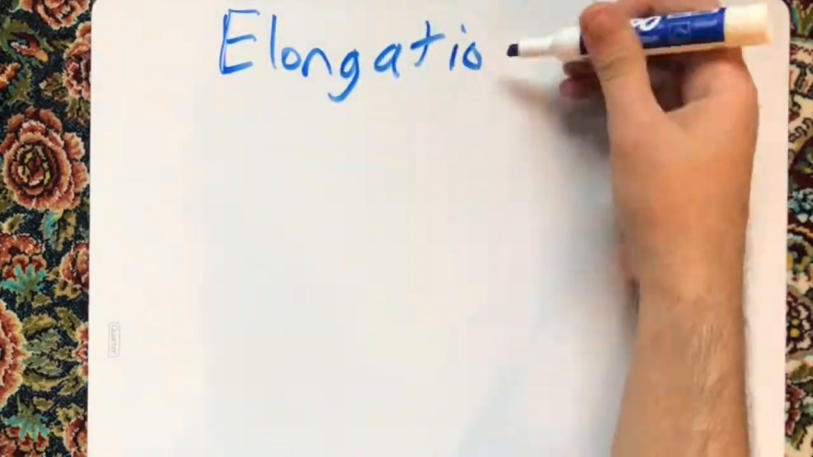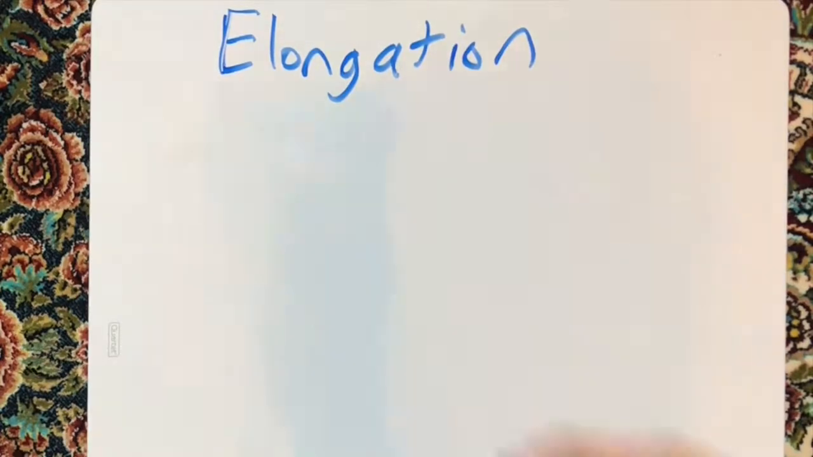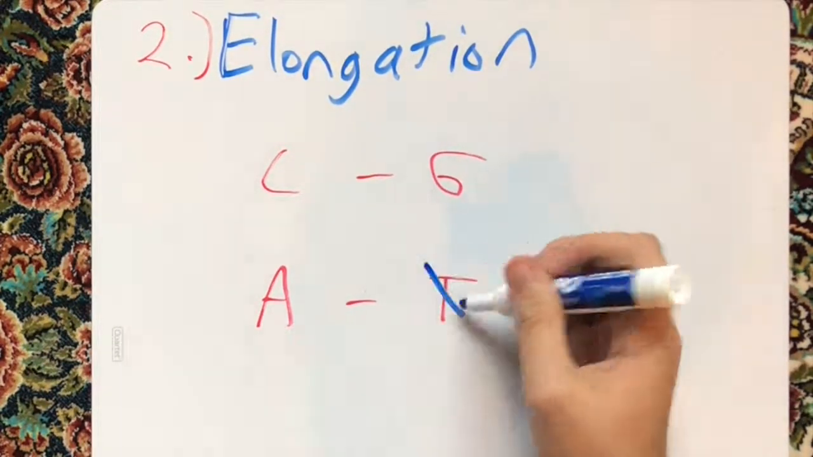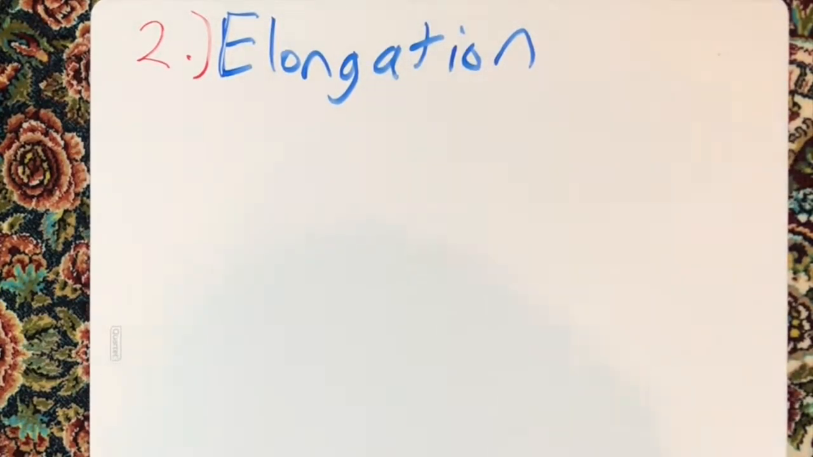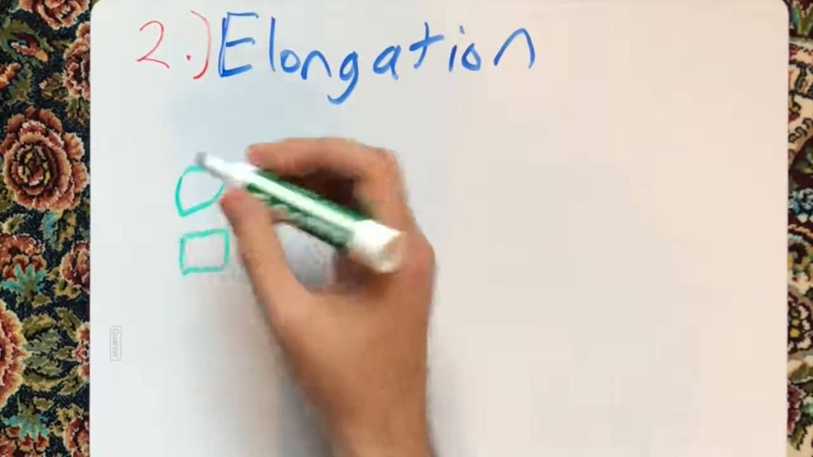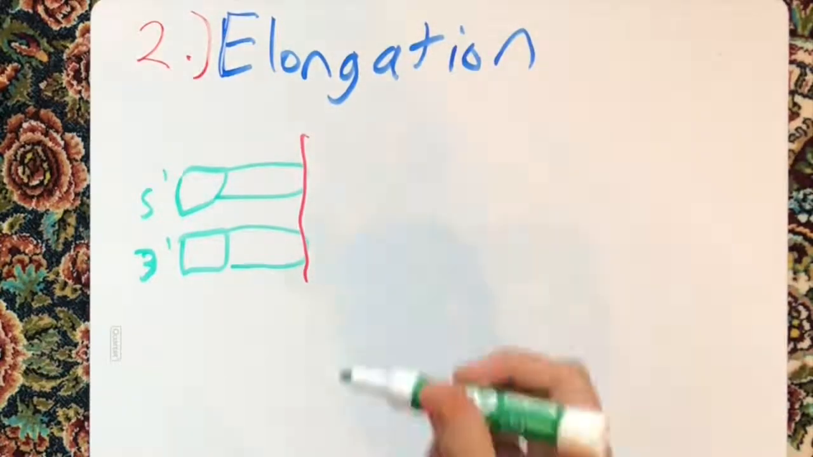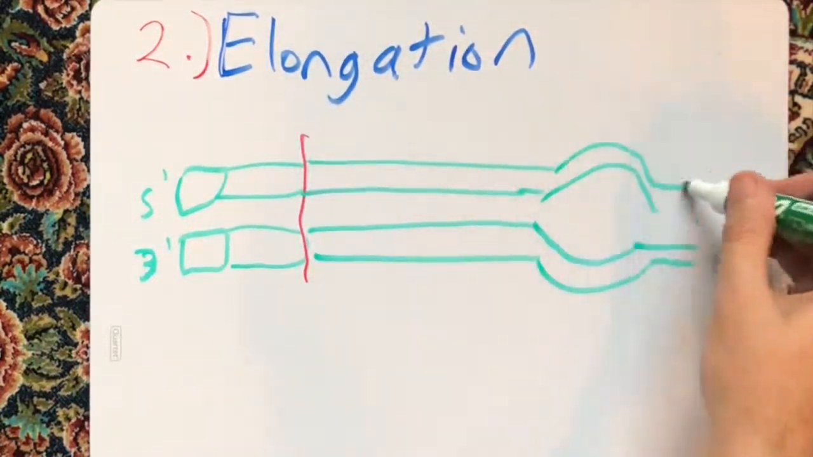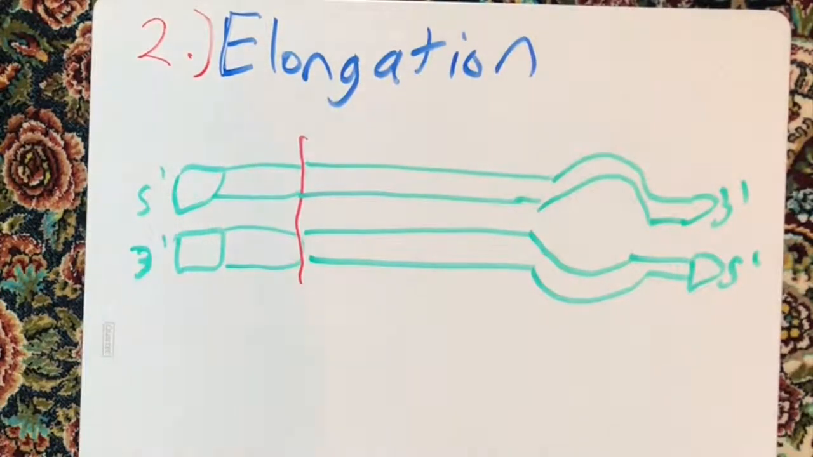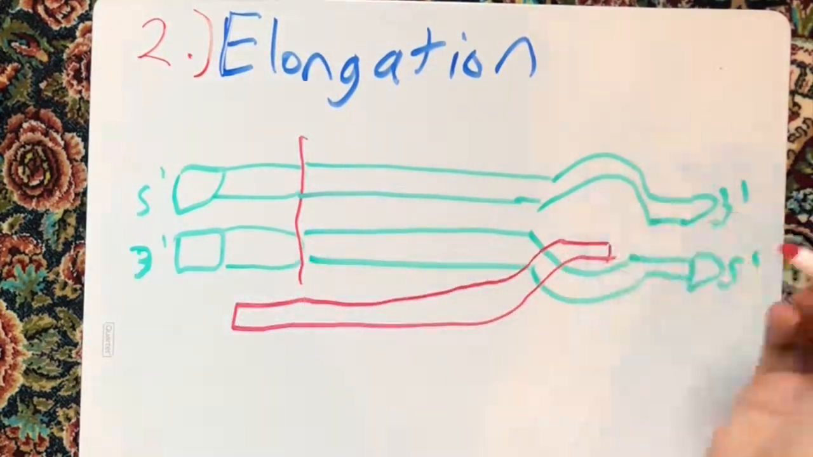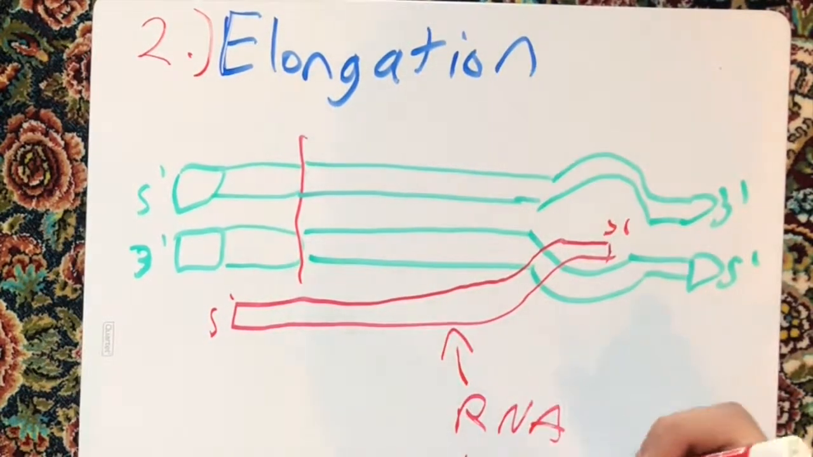The second part of transcription is elongation. This is where C's and G's match up and A's and T's match up, but in RNA, T is instead U, or uracil. The only part to be coded is the part that the protein needs. This will move down the strand and continue to elongate the RNA. This will eventually form the mRNA strand.